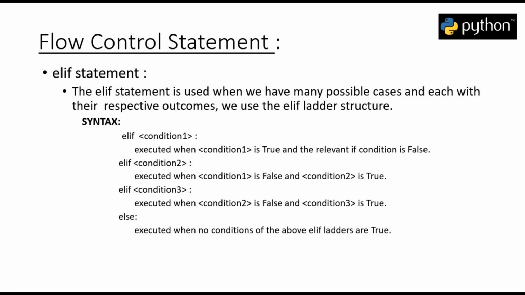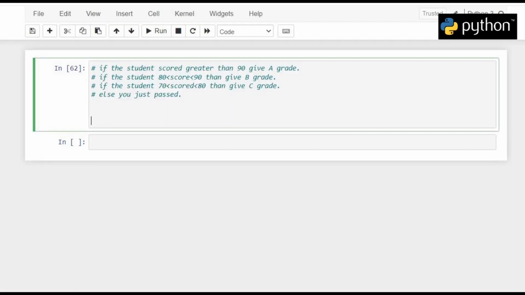So for example, if we modify our previous example with multiple conditions: if the student scores greater than 90, then we give him an A grade, and if the student scores between 80 and 90, then we give a B grade, and if the student scores between 70 and 80, we give them a C grade. So how do we execute these kinds of statements in Python with multiple conditions? We use the elif statement for that.